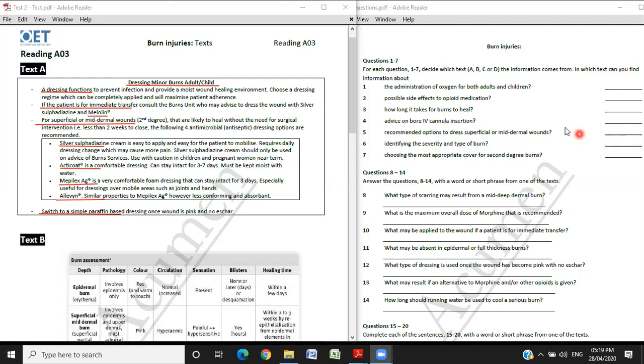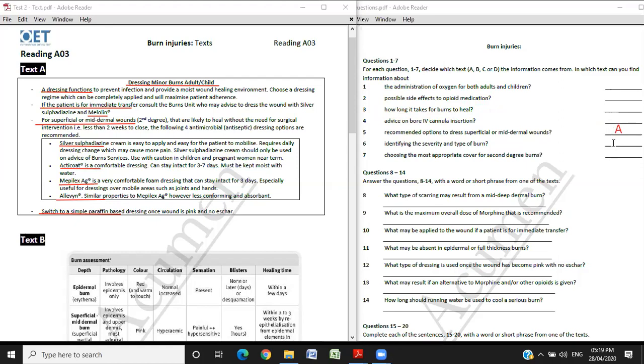Okay, so some of you have said 3. 3 is not the correct answer because it says how long it takes for burns to heal. How long means it should be talking about duration. Here we do not have any duration. So 3 is not A. 5. Almost everyone has written 5. Yeah, so that is correct. 5 is A because it says recommended options. So 5 is A for sure.